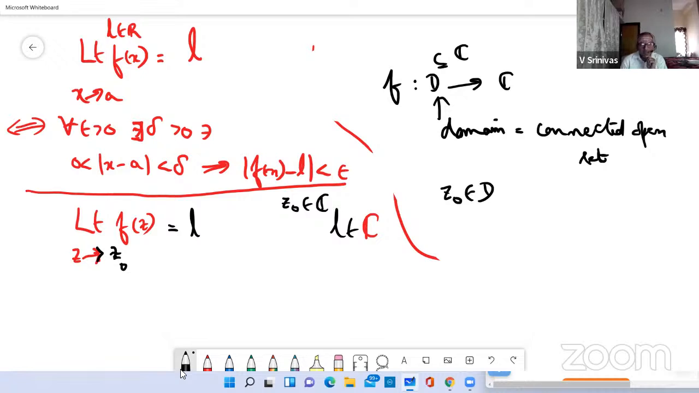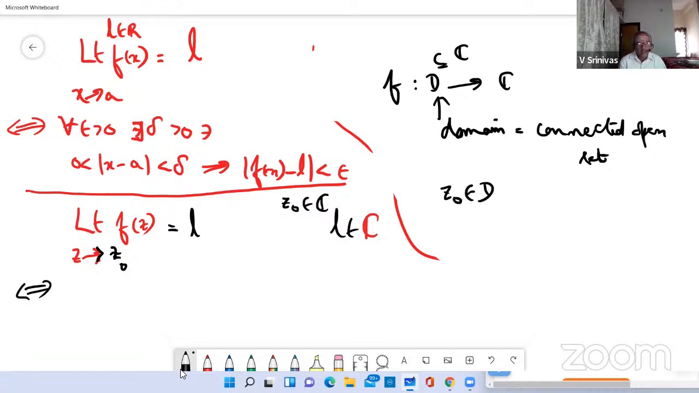I will define this to be the complex number L if the following is true. Here f is a real valued function of a real variable. Now I am replacing x by z. Here this is real, but here it is complex. This is the modulus of complex numbers. The same thing can be thought of for real numbers. Absolute value is defined for real numbers, and you can as well define it for complex numbers. Again this is a difference of two complex numbers, and the modulus of a complex number is a real number, which is defined.